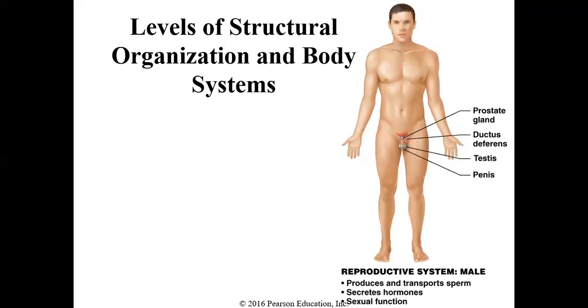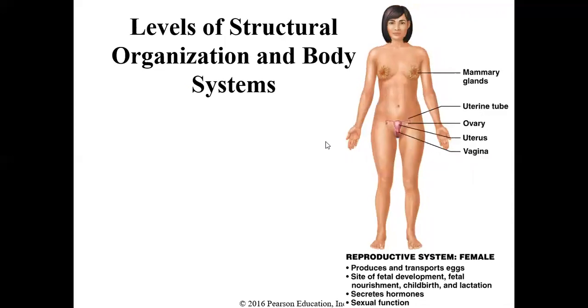The prostate gland, here we have the reproductive system for male and female, and they've separated that out into 2 separate slides here. So for the male reproductive system, you can see some of the main functions: produces, transports sperm cells, secretes hormones, and of course is involved in sexual function. You see some of the major organs here: the prostate gland, the testes, and the penis is part of that system.